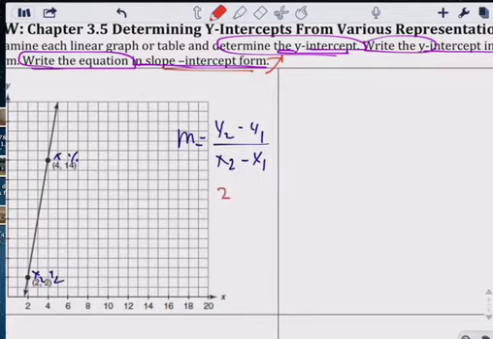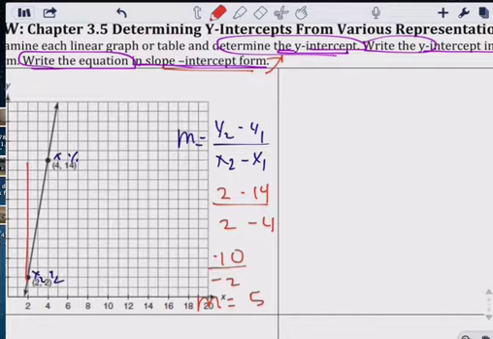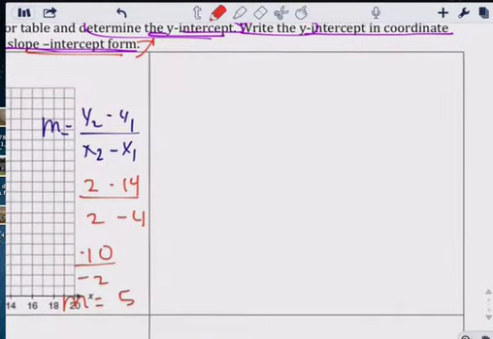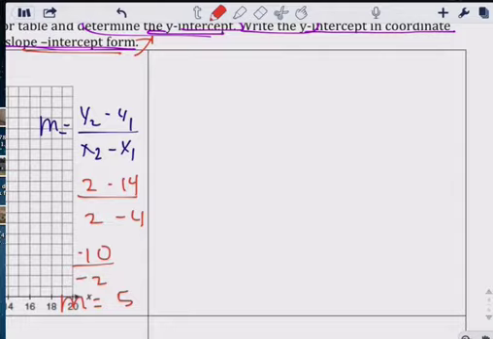Y2 is 2 minus 14 over 2 minus 4. That gives you negative 10 over negative 2. So your slope here is positive 5. If you look, that should be 10 up, 2 over, which makes slope of 5. Okay? So your slope is 5.